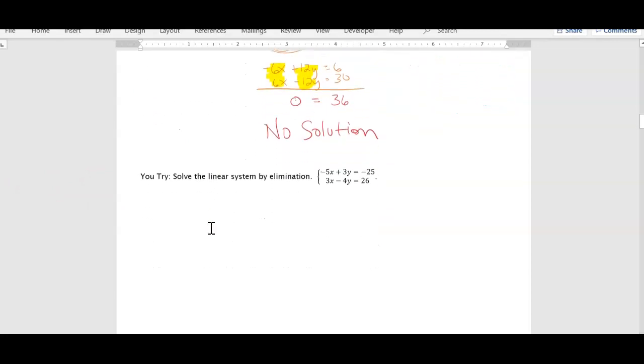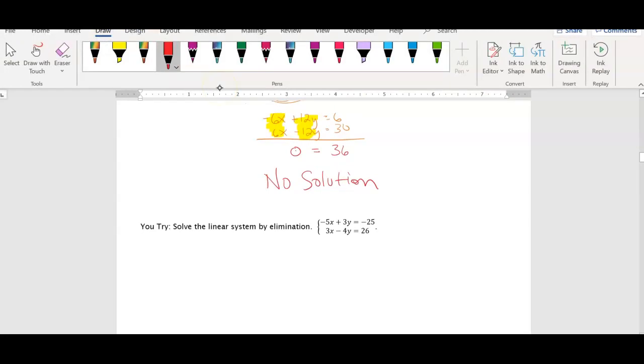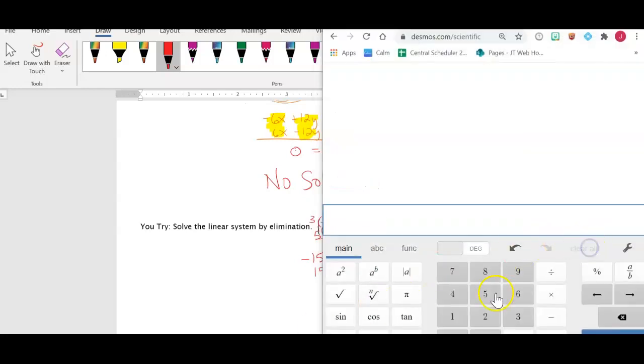All right, next problem is the U-try problem. I'm going to do the same thing here. Multiply the top times 3 and the bottom times 5. We already have opposite signs, so we don't have to do anything different with that. So 3 times negative 5 is negative 15x. 3 times 3 is 9y. And 3 times negative 25 is negative 75. Bottom part, 5 times 3 is 15x. 5 times negative 4 is negative 20y. And then 5 times 26, I'll put that one in the calculator. And I get 130.